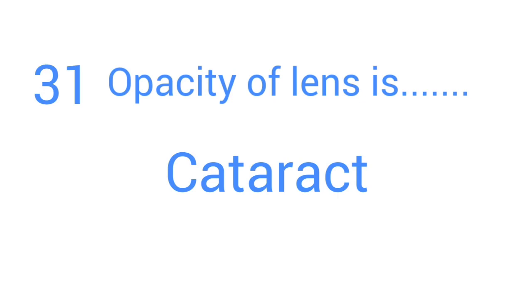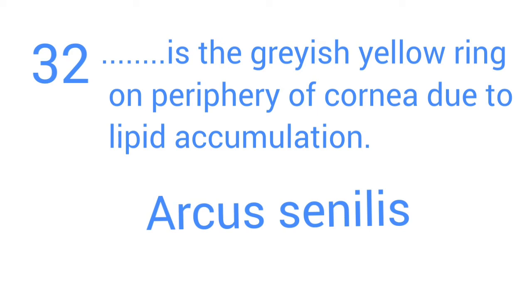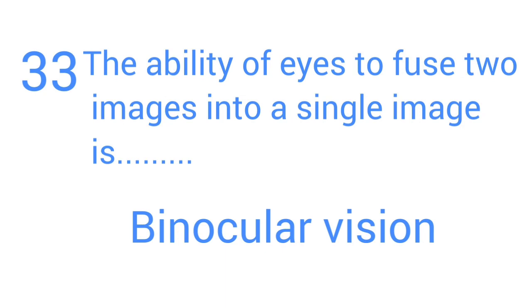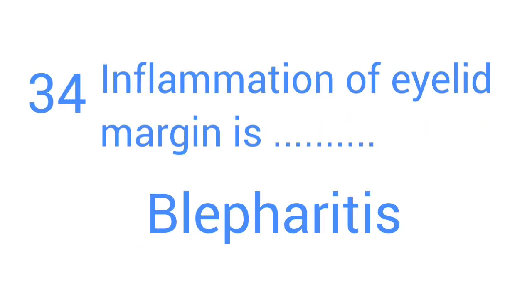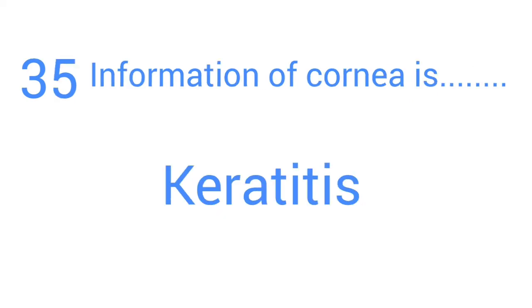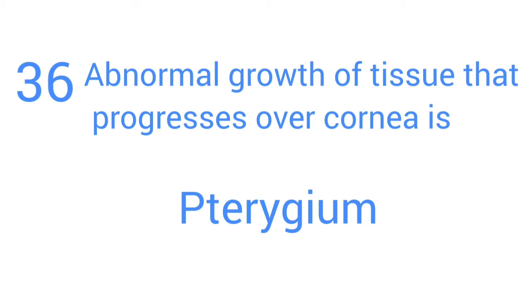Opacity of lens is dash. Cataract. Dash is the grayish yellow ring on periphery of cornea due to lipid accumulation. Arcus senilis. The ability of eyes to fuse two images into a single image is binocular vision. Inflammation of eyelid margin is blepharitis. Inflammation of cornea is keratitis. Abnormal growth of tissue that progresses over cornea is pterygium.